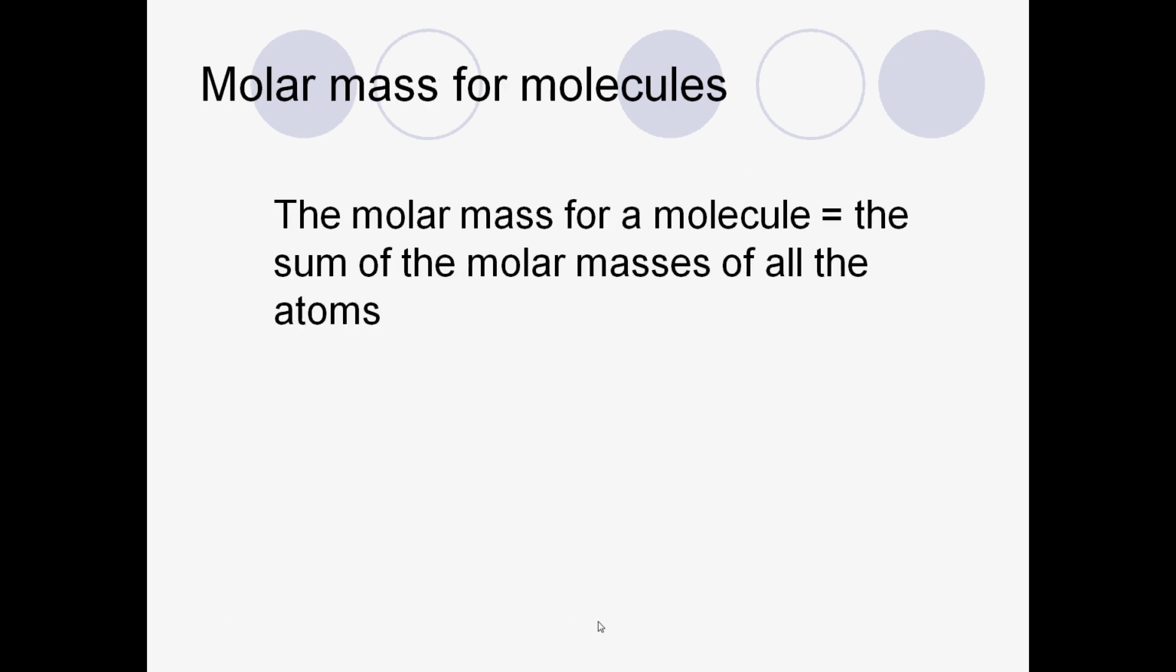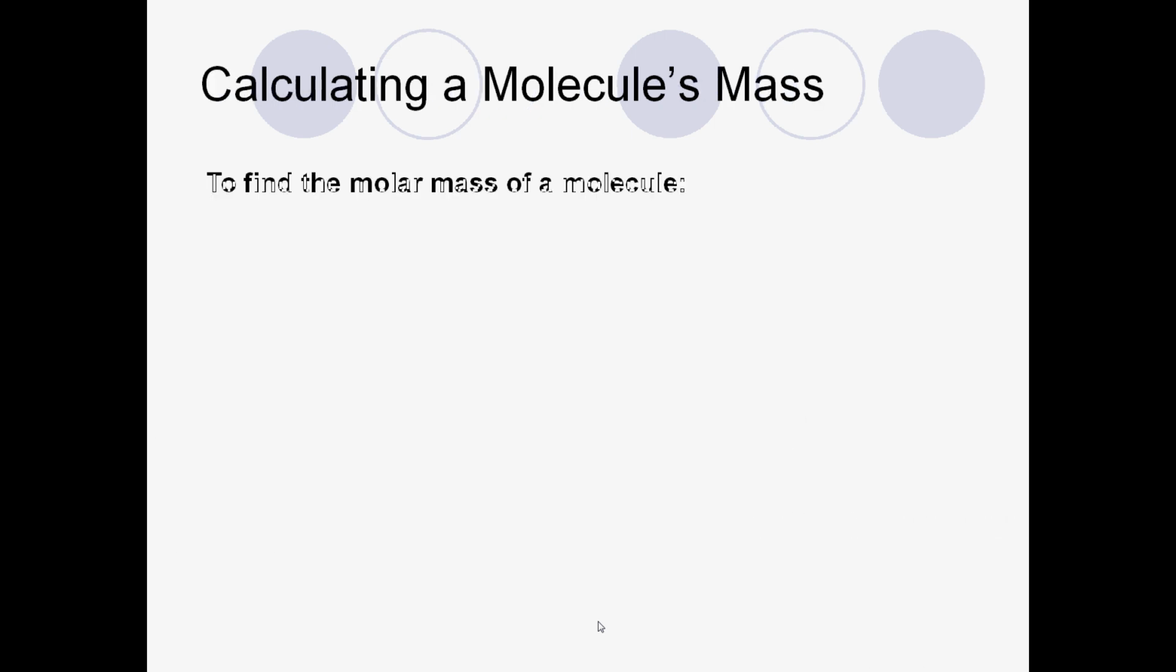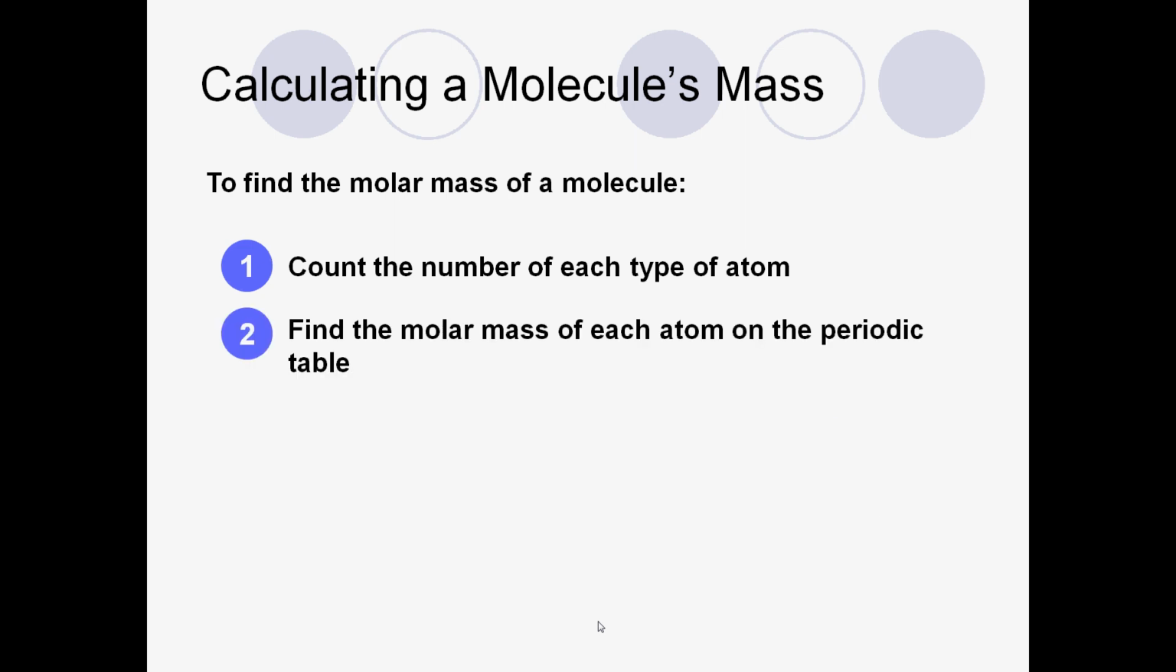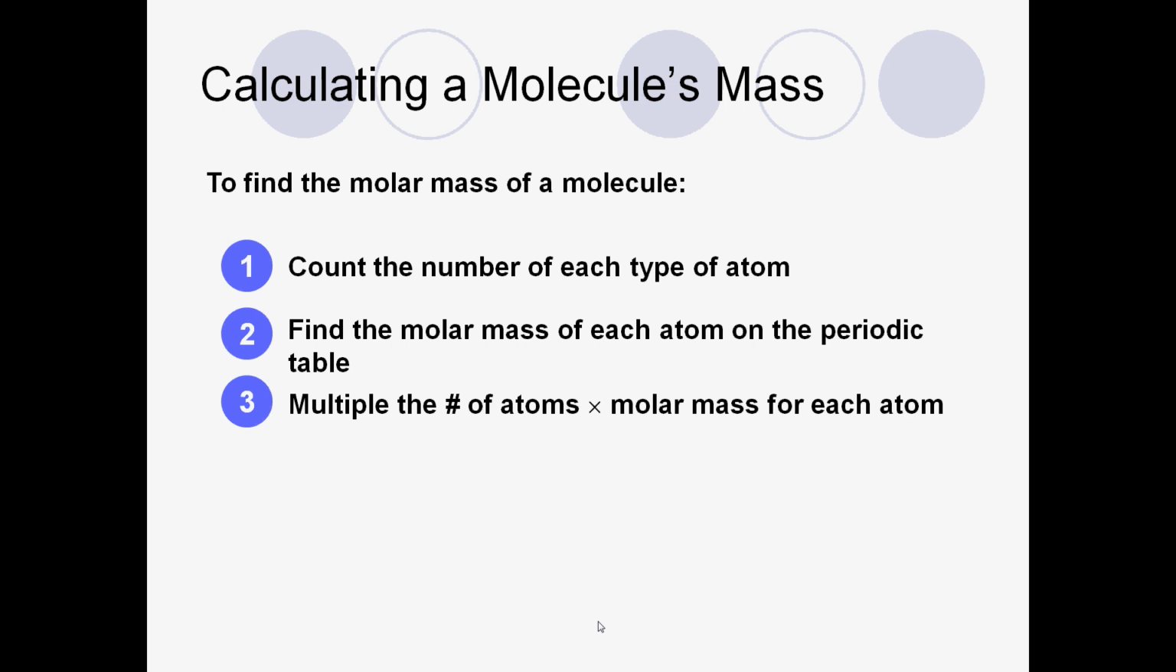So the molar mass for molecules is equal to the sum of the molar masses of all those atoms. So how do we do this? We just add them up. We count the number of each type of atom, we find the molar mass on the periodic table, we multiply how many atoms we have times the mass, and we then add them all together.